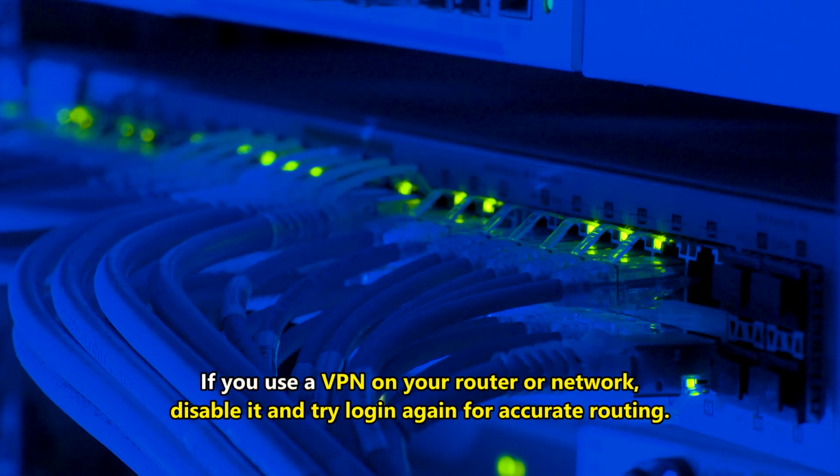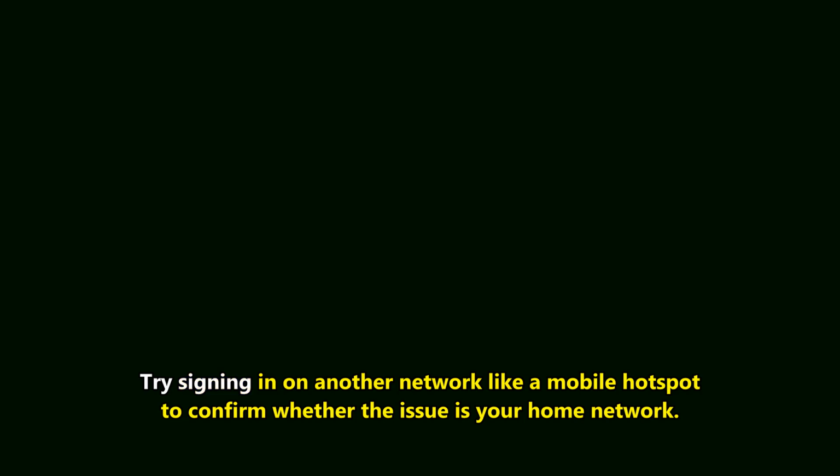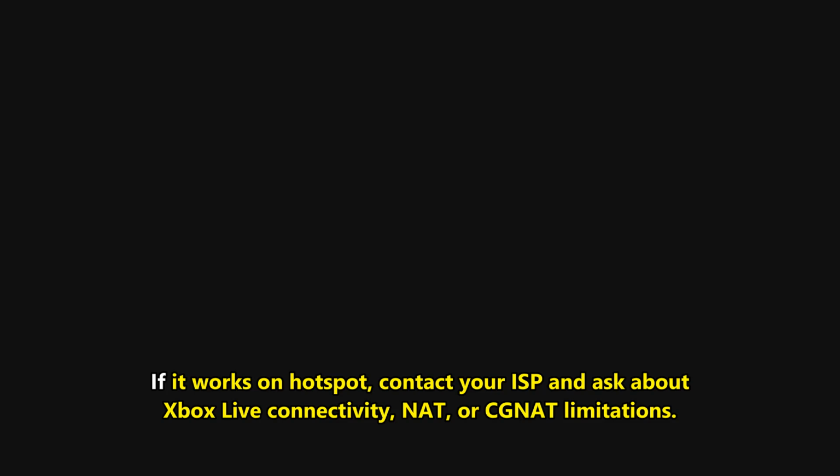If you use a VPN on your router or network, disable it and try login again for accurate routing. Try signing in on another network like a mobile hotspot to confirm whether the issue is your home network. If it works on hotspot, contact your ISP and ask about Xbox Live connectivity, NAT, or CGNAT limitations.